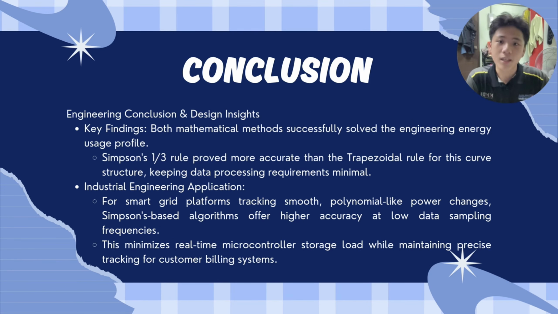In conclusion, the key finding is that both numerical methods successfully solve the engineering energy usage profile. Simpson's one-third rule proved more accurate than the trapezoidal rule for this curve structure, keeping data processing requirements minimal. For industrial engineering applications, such as a smart grid platform tracking smooth polynomial-like power changes, Simpson's algorithm offers higher accuracy at low data sampling frequencies. This minimizes real-time microcontroller storage load while maintaining precise tracking for customer billing systems.